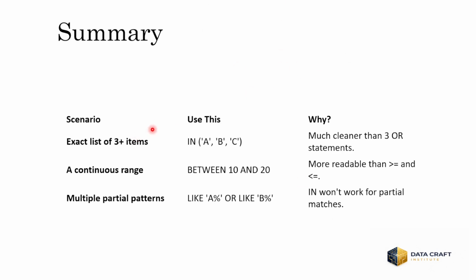As a developer, your goal is intent based coding, and you have to use these cautiously based on your intent. IN with A, B, C is much cleaner than 3 OR statements. BETWEEN you generally use for a continuous range, more readable than greater than or equal to and less than or equal to. And IN you use for exact items A, B, C, like that. And you can use pattern statements for multiple partial patterns, like A percentage, B percentage, like that.